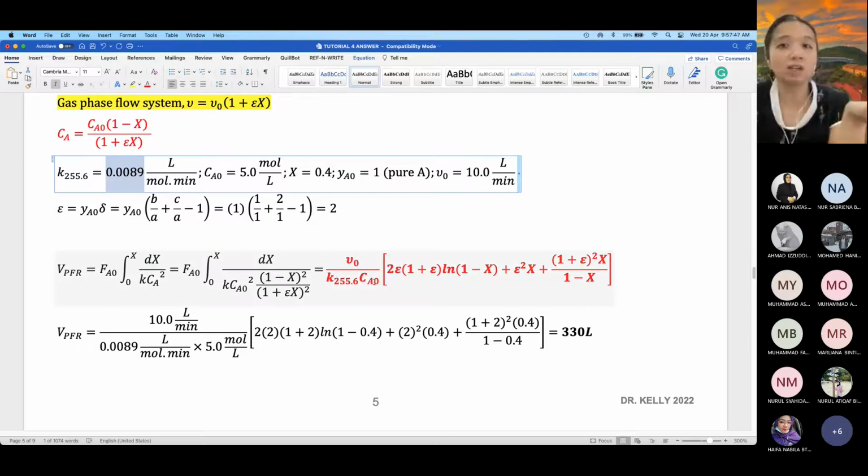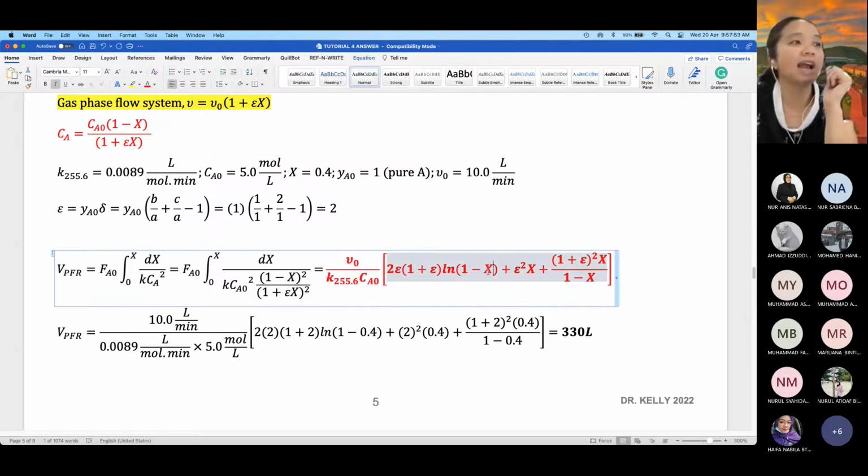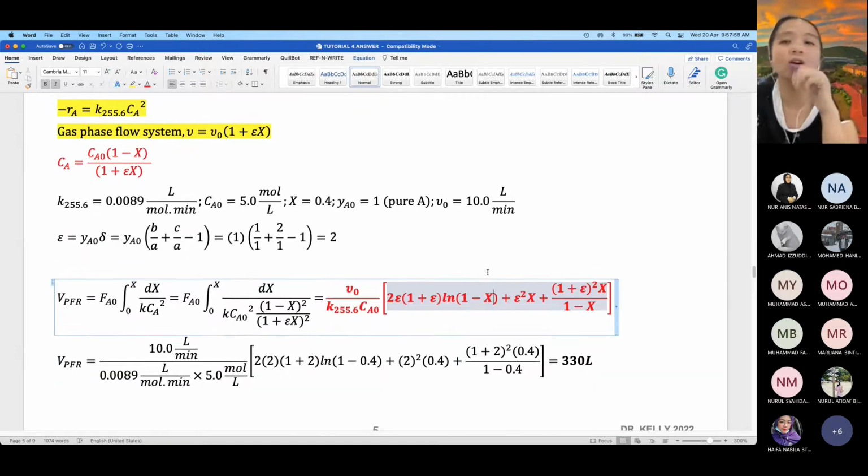CA0 is already given in the question, which is 5 mole per liter. So we can use it. Next, you can see X. X pun kita dah tahu, the conversion is still 0.4. Settle. And next is epsilon. So epsilon ni lah kita kena cari.